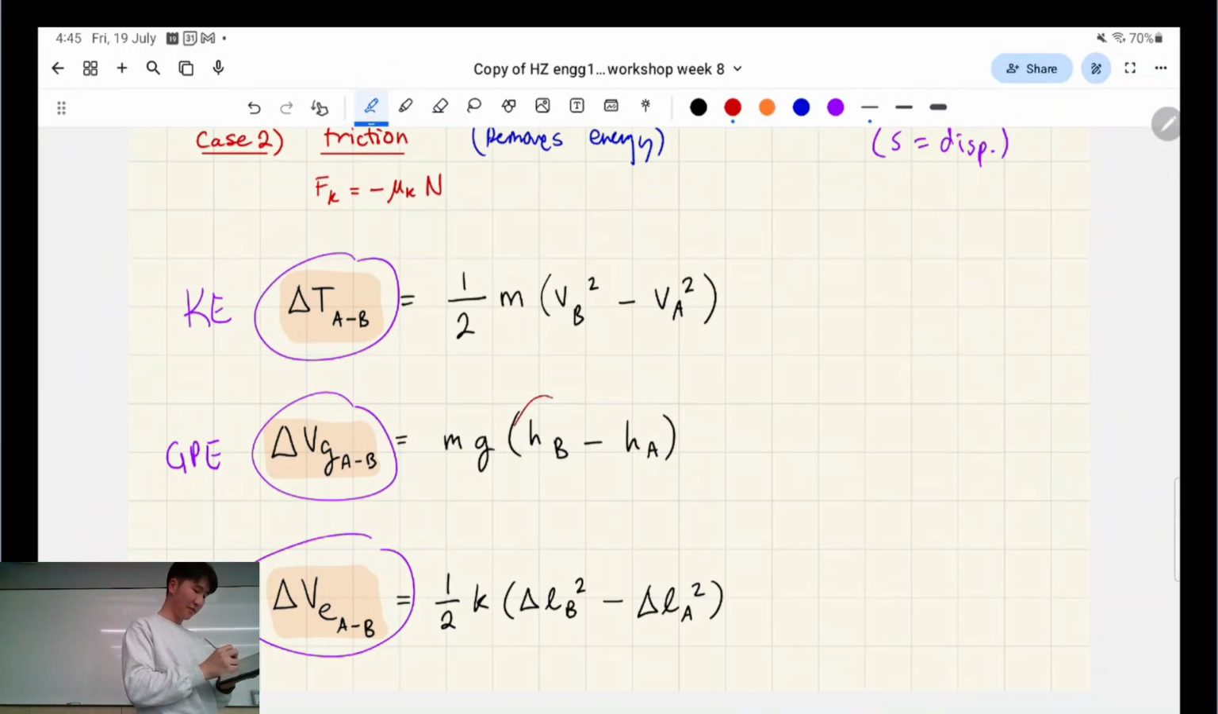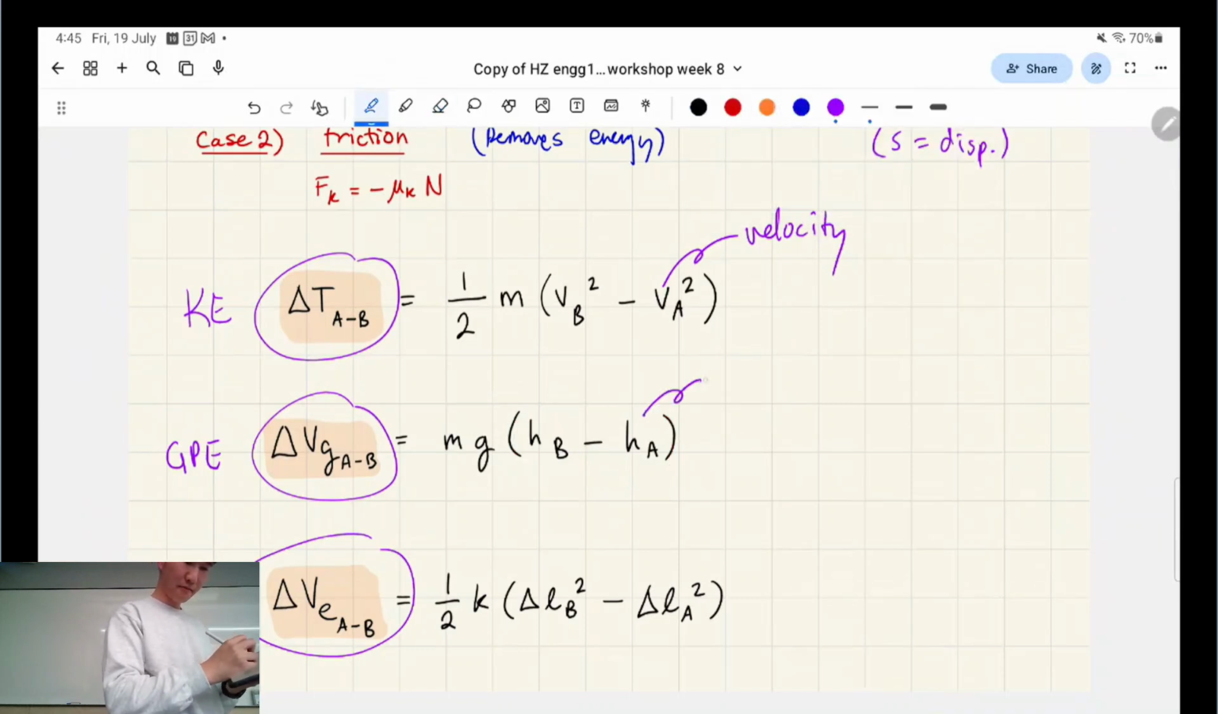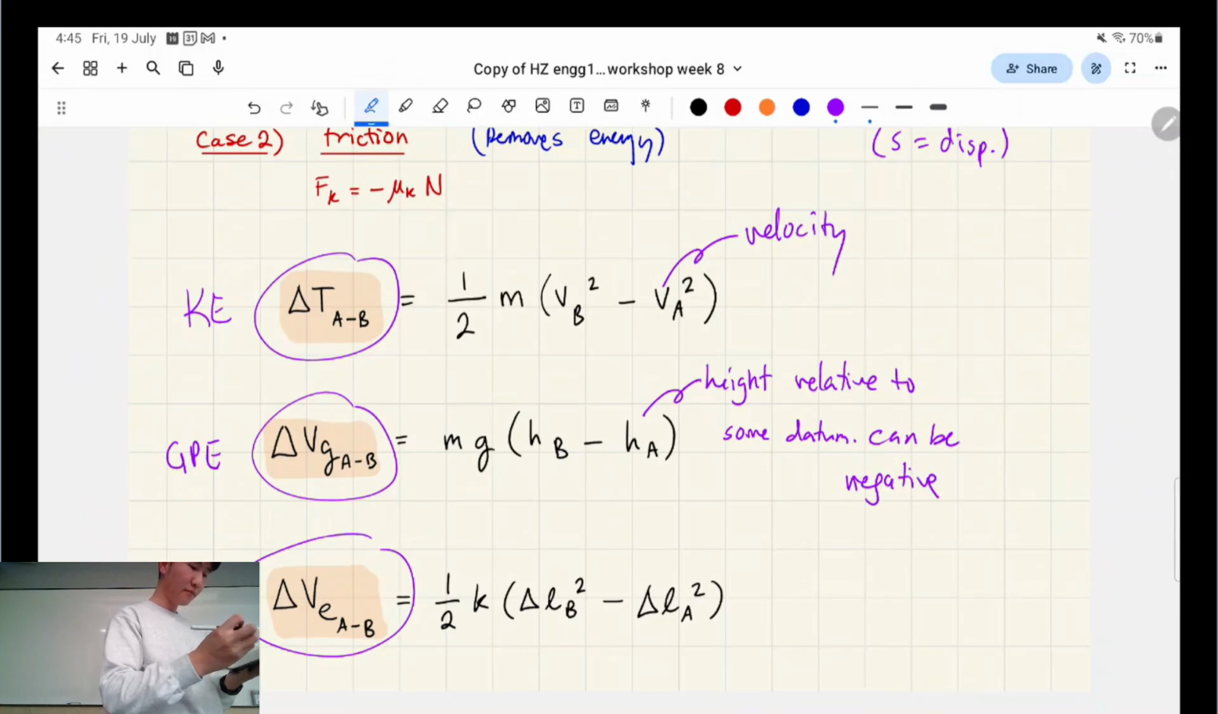Let's look in particular at gravitational potential energy. The kinetic energy one is to do with velocity; surely you've seen this before, I think you might have seen it in first year physics. But for gravitational potential energy, it's to do with the height above some datum. A datum is like a reference point. This formula is kind of idiot proof: regardless of where you put your datum, the formula will still work essentially.